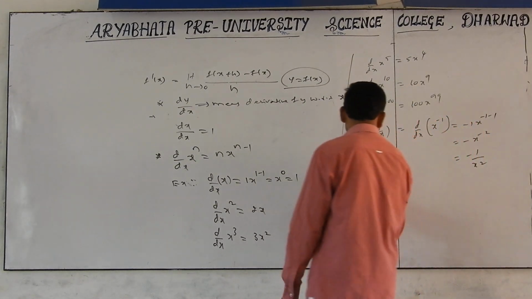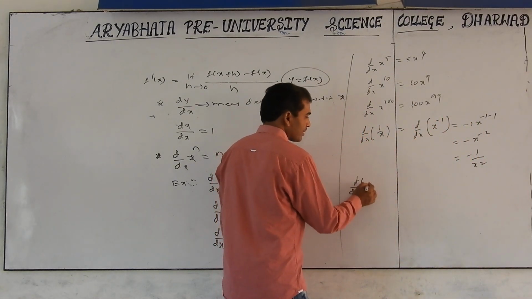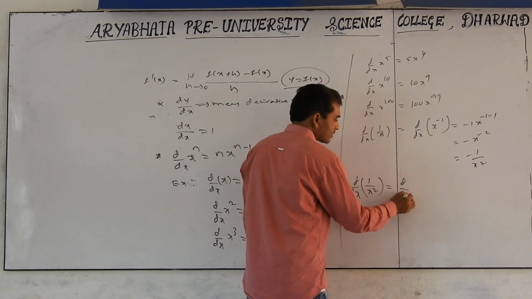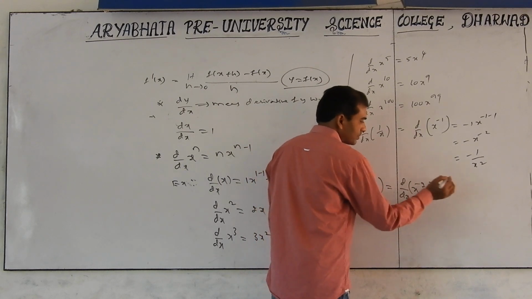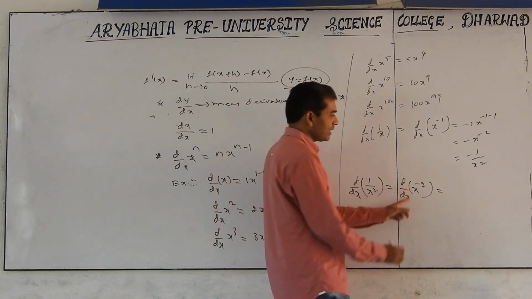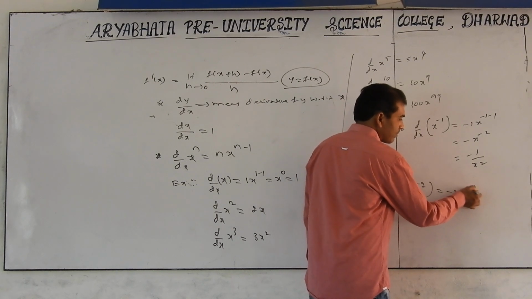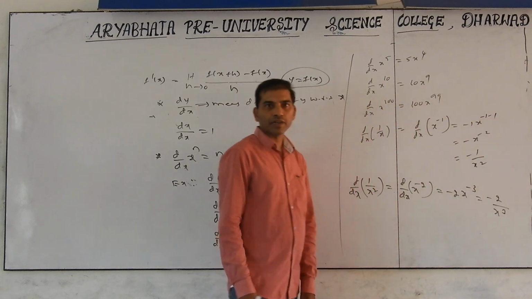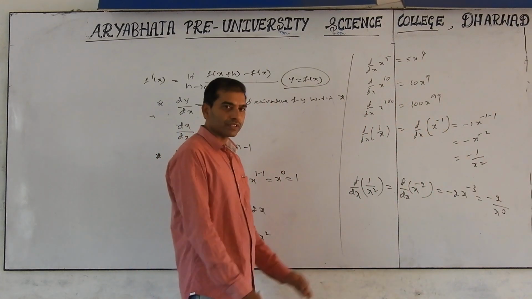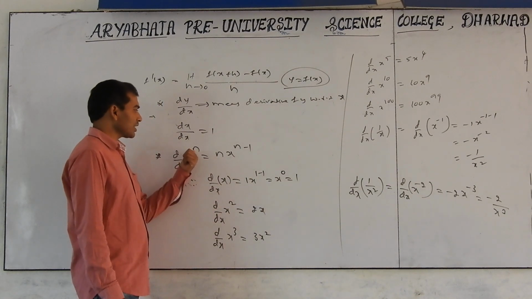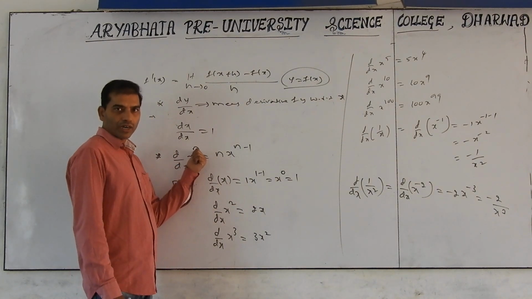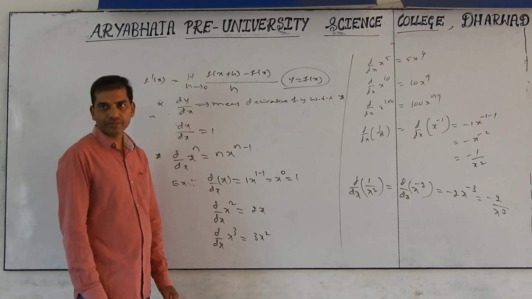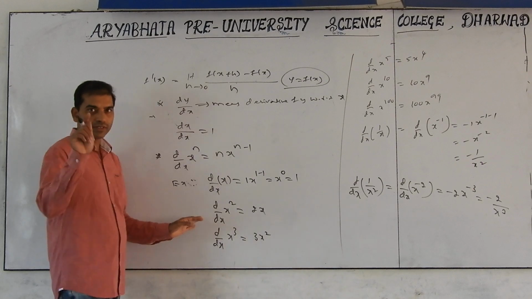Understood? Next, d by dx of 1 by x square. 1 by x square is x power minus 2. Tell me, minus 2 x power minus 3. So minus 2 by x cube. Like this, if any form is of the form x raised to n, where n belongs to R, use the formula n into x power n minus 1. Understood? This is the first property. Hold it.